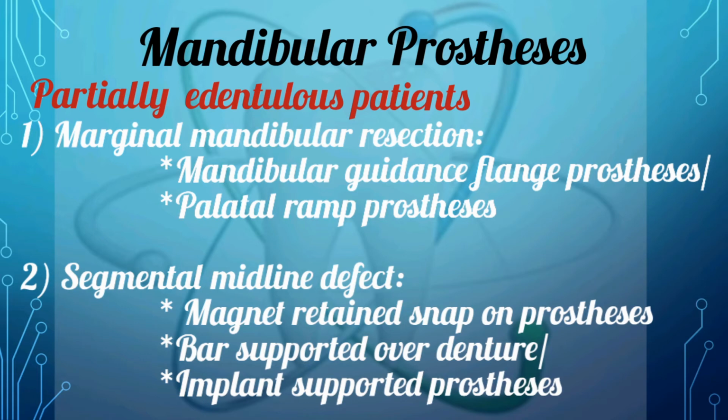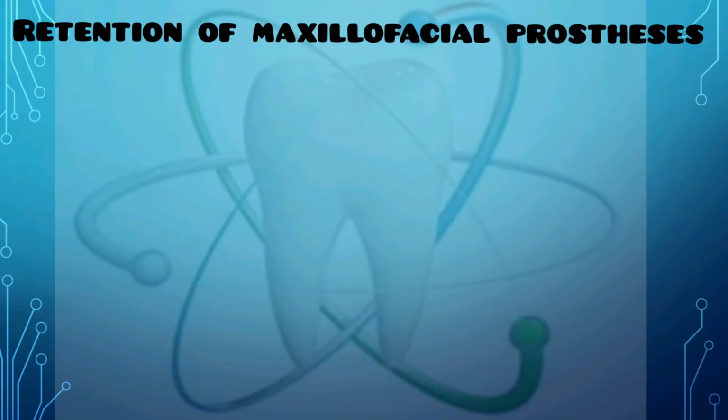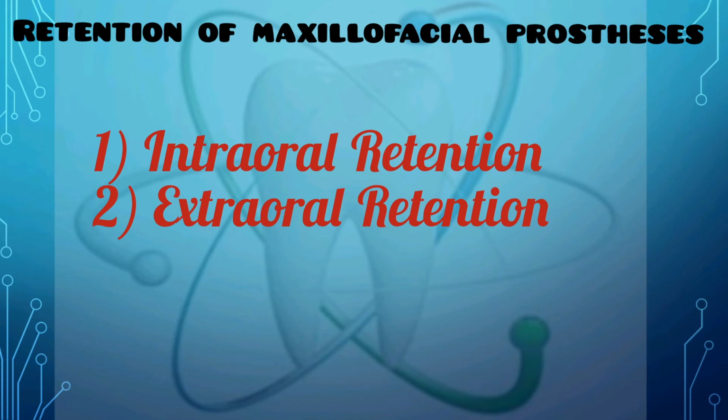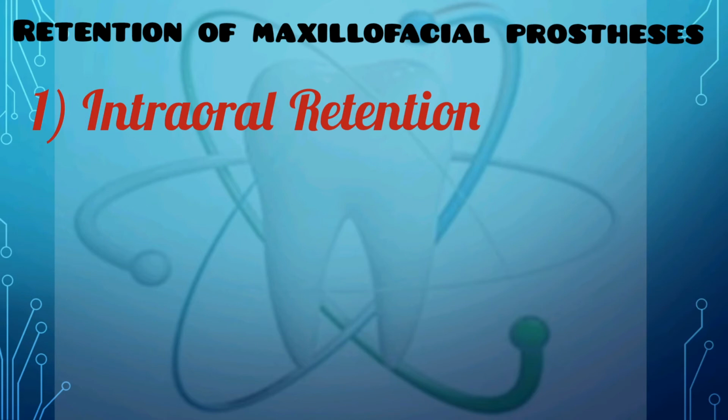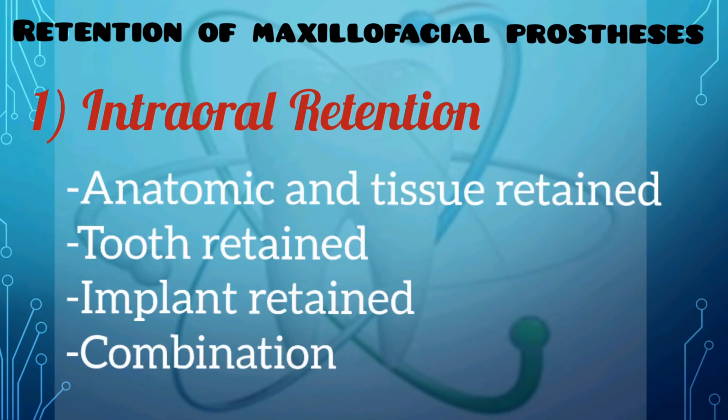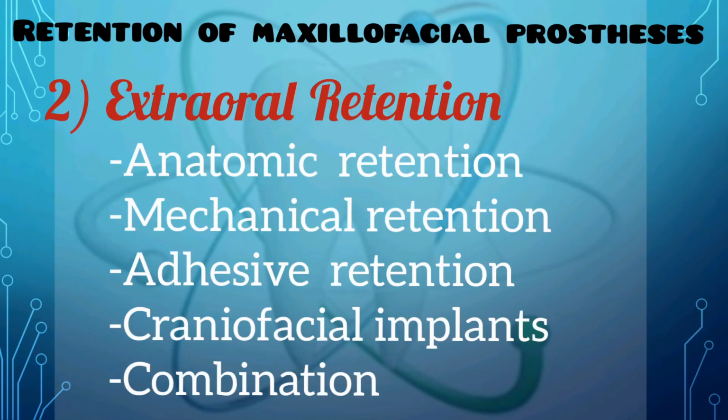Now we can go through the retention in maxillofacial prosthesis. The retention of a prosthesis is a very important factor, and it can be divided into two types, intraoral retention and extraoral retention. The intraoral retention includes anatomic and tissue retained retention, tooth retained retention, implant retained, and combination. Extraoral retention includes anatomical retention, mechanical retention, adhesive retention, craniofacial implants and their combinations.